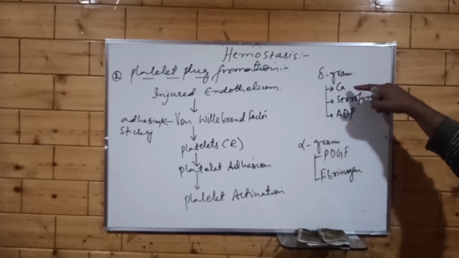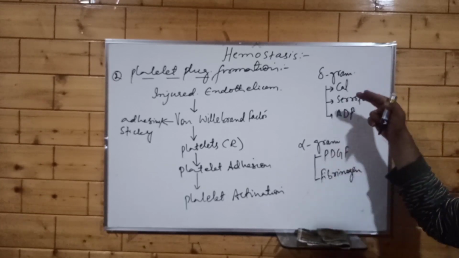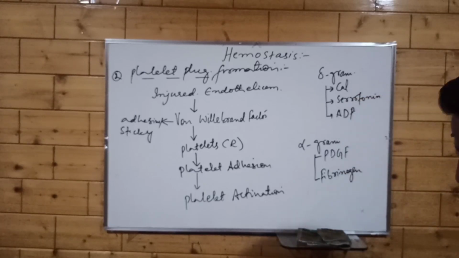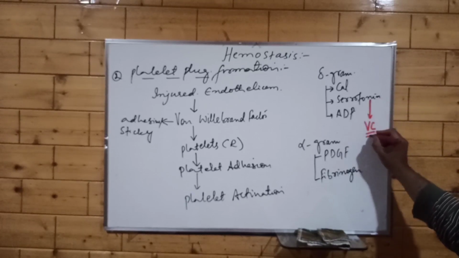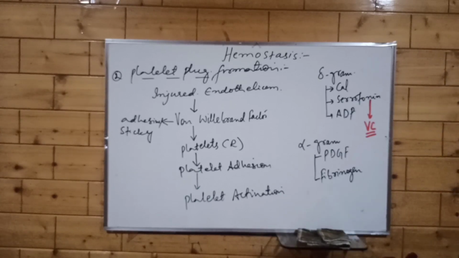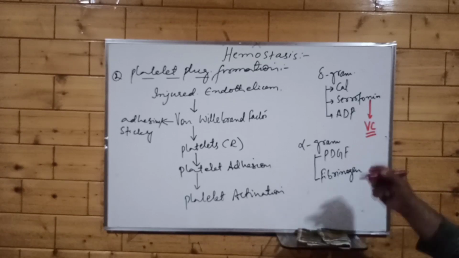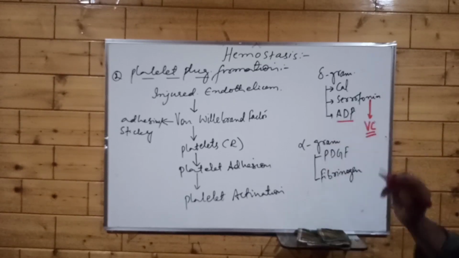So delta granule composition: calcium, serotonin, and ADP. Now we will first see serotonin. We already know serotonin, what does it do, son? It is also a vasoconstrictor. So vasoconstriction is again achieved here. Vasoconstriction is a very fast reply to what? To the injury of the blood vessel. So serotonin again, it is what? Vasoconstrictor. Now what is ADP doing?